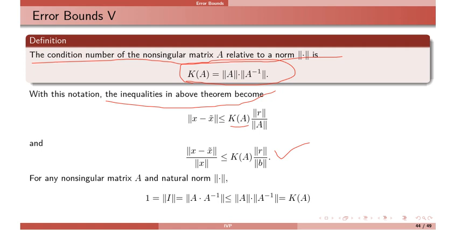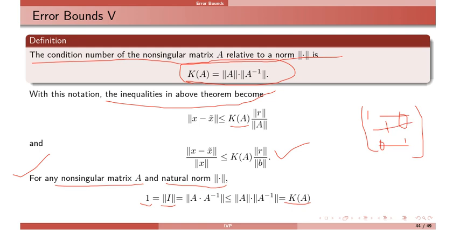And this is an important remark here. For any non-singular matrix A, the condition number is always greater than or equal to 1. The proof is very simple. Here I have written 1. The norm of the identity matrix will be 1. The identity matrix is like this: 1, 1, 1, and the others are 0. So the maximum of the first row, the second row, the third row is 1. So the norm of the identity is 1.